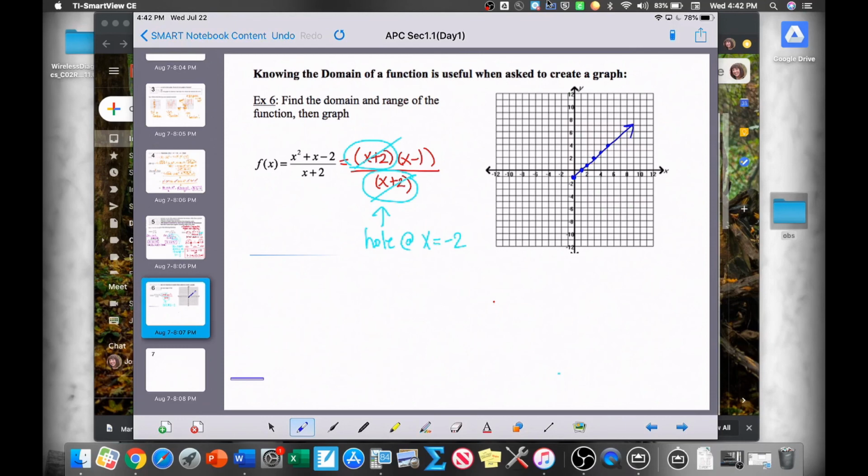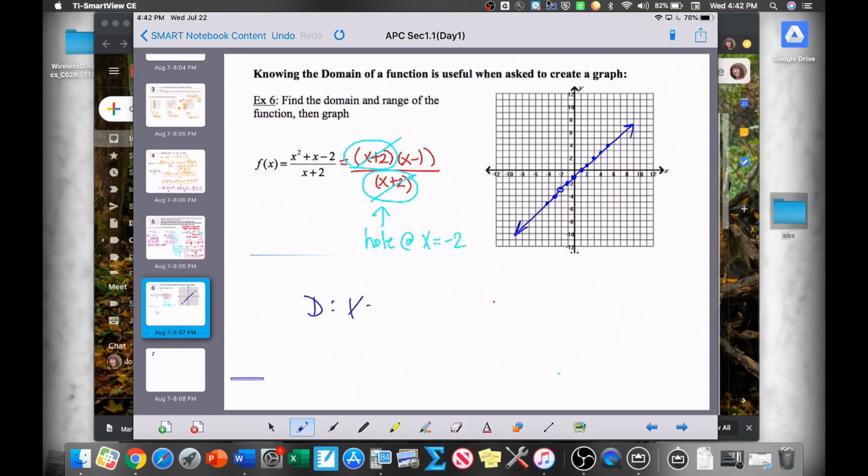But when x is negative 2, so I can keep going, I can go down 1, left 1. But when I go down 1, left 1 again, ooh, that is when x is negative 2. So I know I'm going to have a hole right there. So I'm going to put a little open circle, but then I can keep going because my graph does continue. Okay, so it just looks like a diagonal line with a little empty spot or a little hole when x is negative 2.